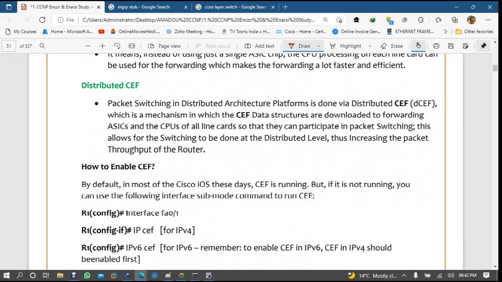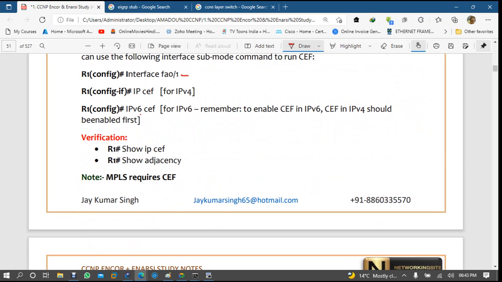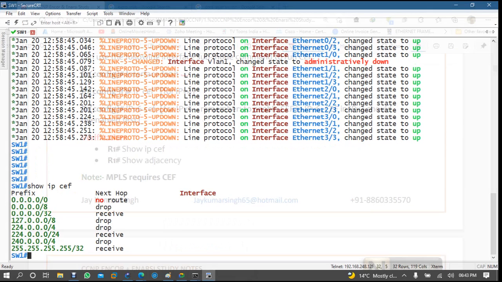Same here, how can we enable CEF? You can enable CEF on a per-interface basis, if you are using distributed CEF, which means multiple interfaces run with multiple processors. Or if you want to enable it globally, you just go there and type ip cef in global mode and it will be enabled, if it is not already there. If it is there, you can check it to make sure whether it's there or not. That's all. If you want to check, use adjacency.